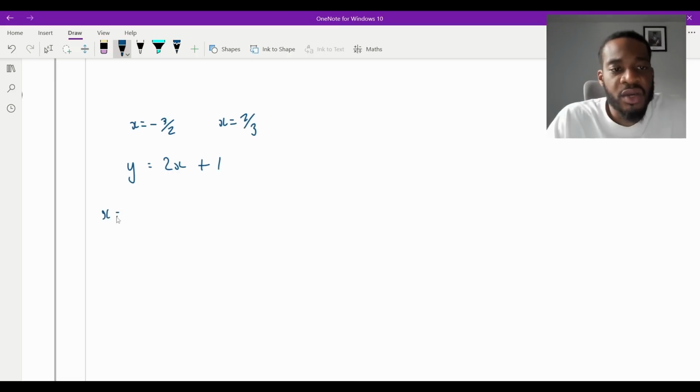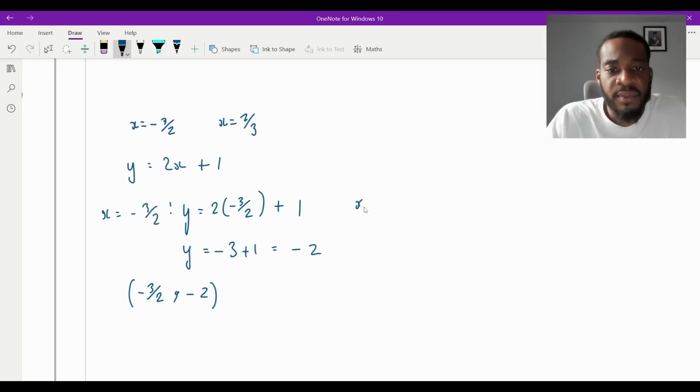If I plug in x equals minus 3 over 2, then I'm going to have y is equal to 2 lots of minus 3 over 2, right? Plus 1. And then that there is going to equal, the 2's are going to cancel, right? It's going to be minus 3 plus 1, which is going to be minus 2, isn't it? So therefore, one point of intersection is going to be x is minus 3 over 2, y is going to equal minus 2. And then the other one is going to be when x is equal to 2/3, like that.